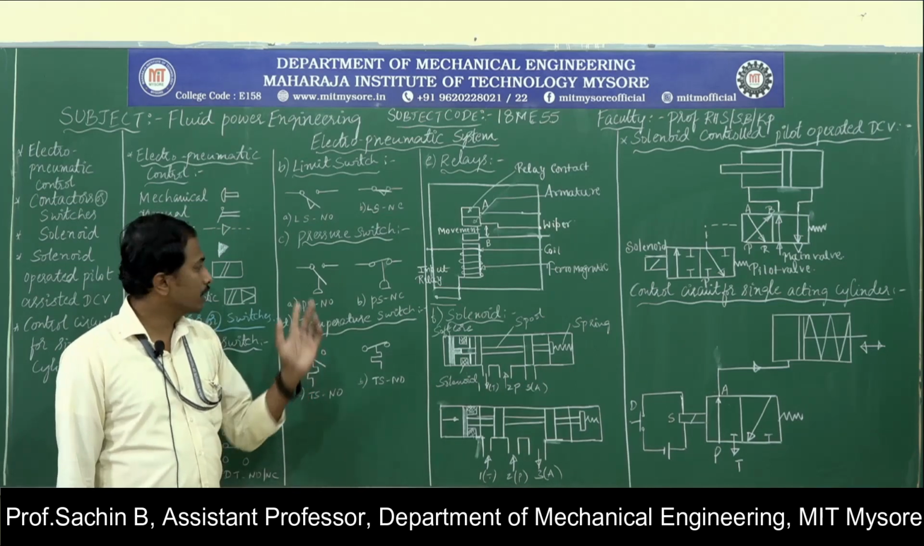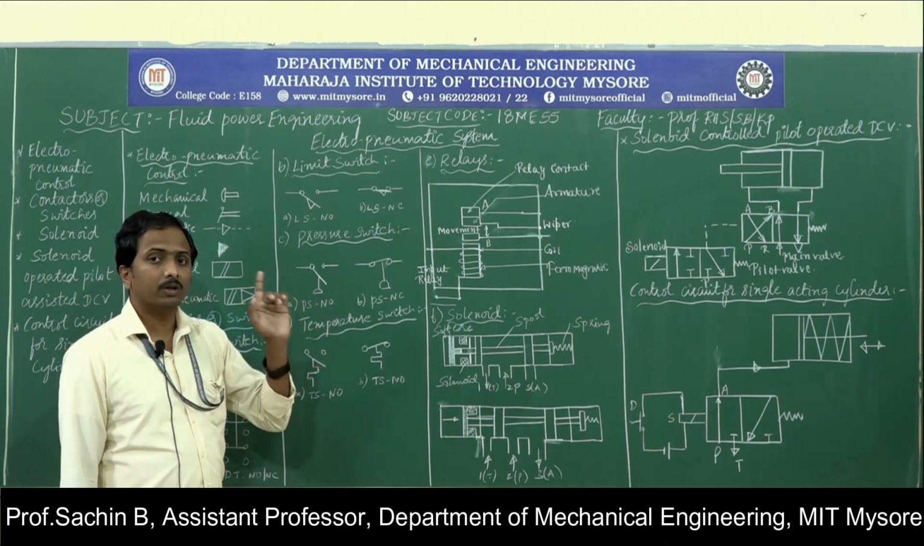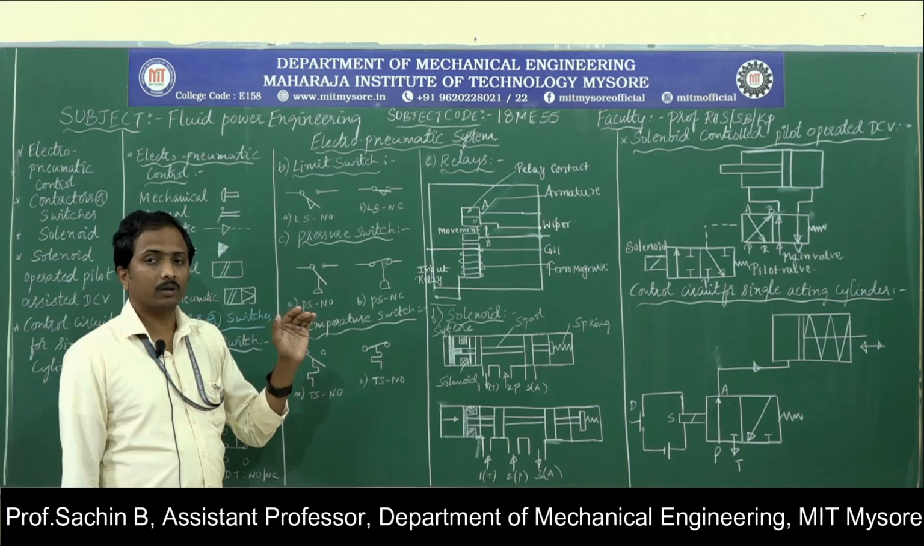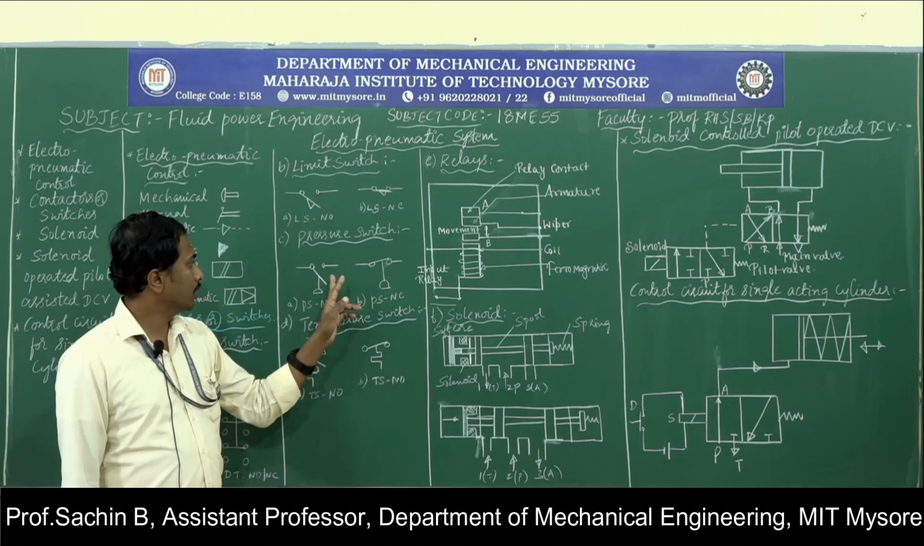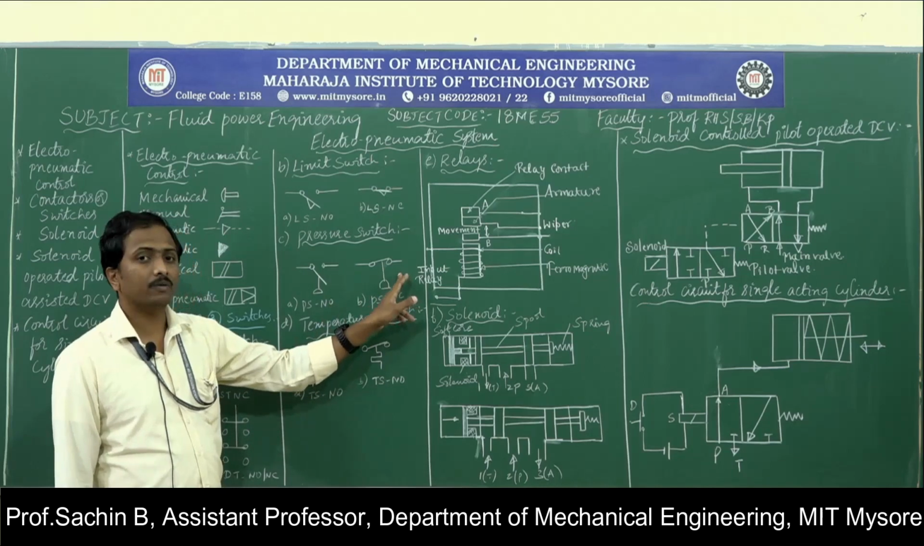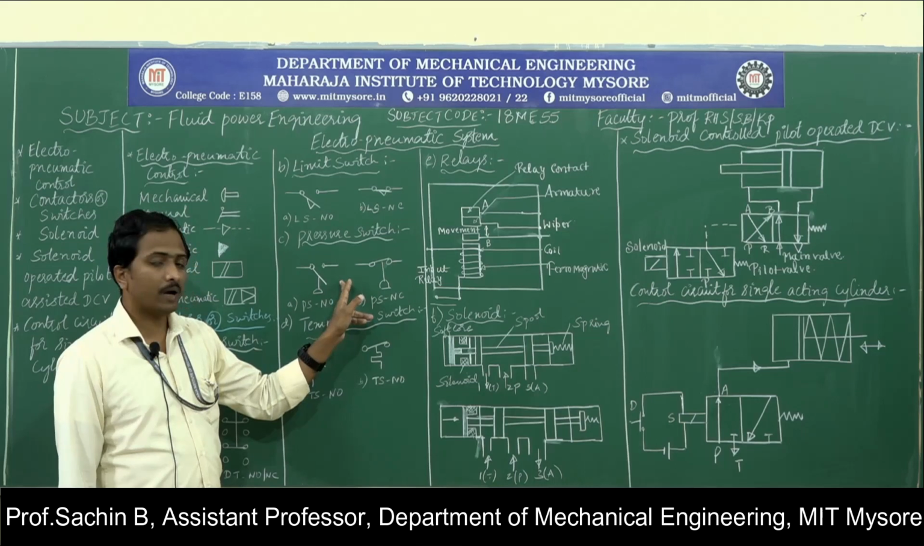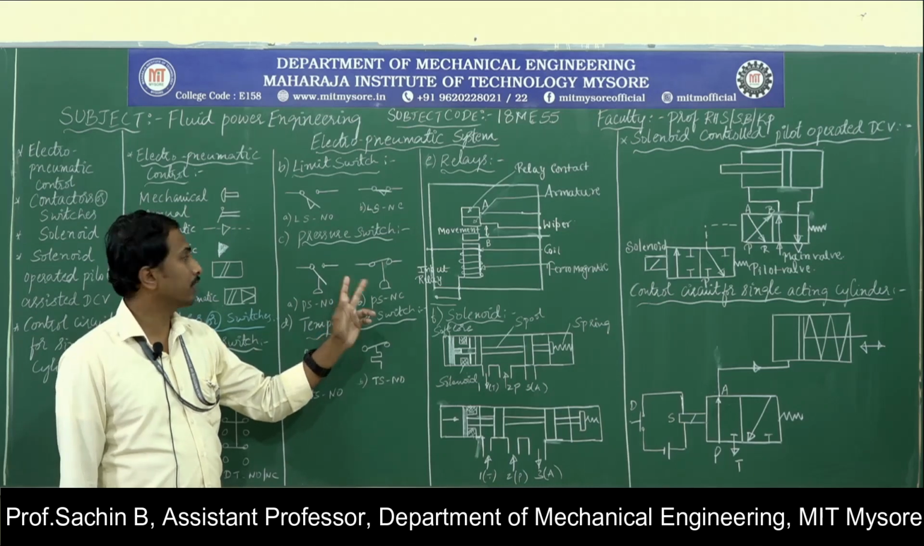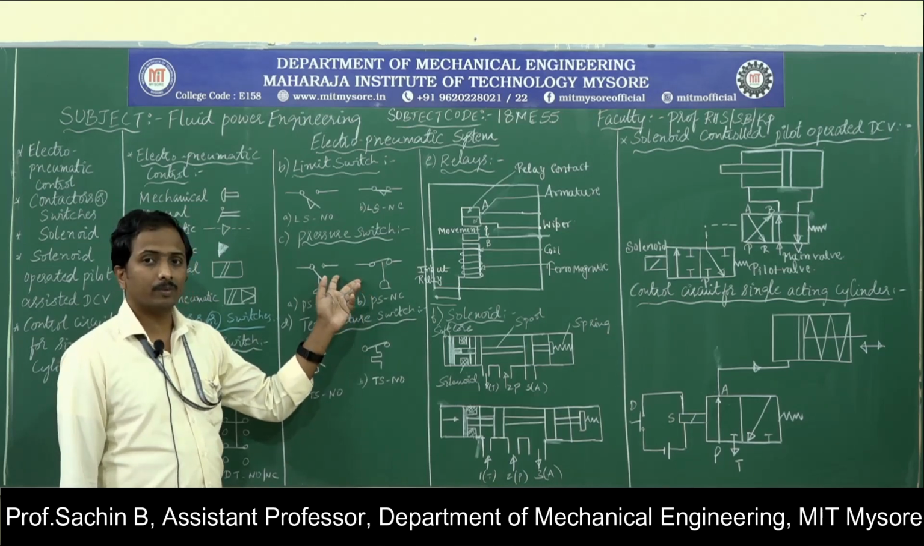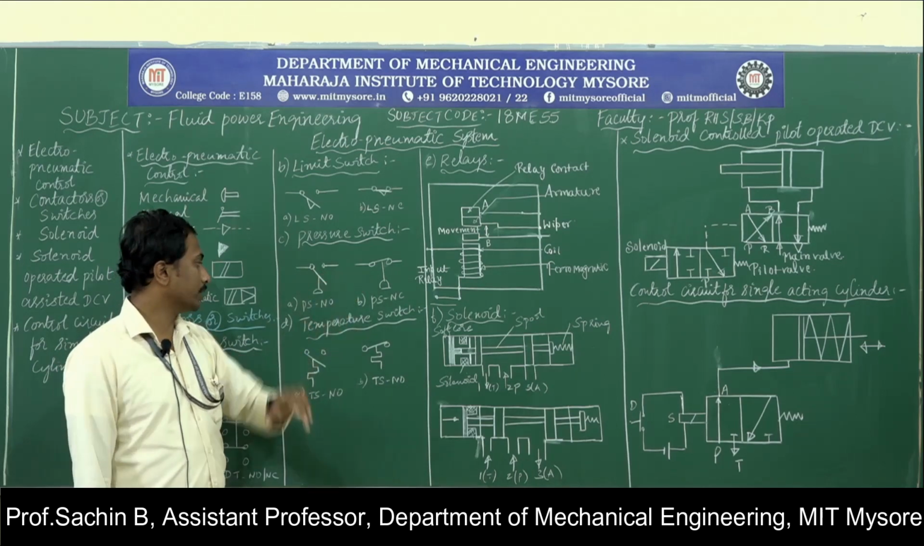To know that, we are using this pressure switch, which will detect the pressure inside the fluid power system. This is a normally open type of pressure switch, and this is a normally closed type of pressure switch. Once the pressure increases to the set value or decreases to the set value, the pressure switch will play a major role in any type of application.